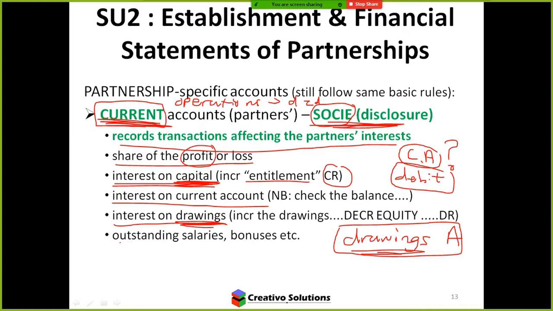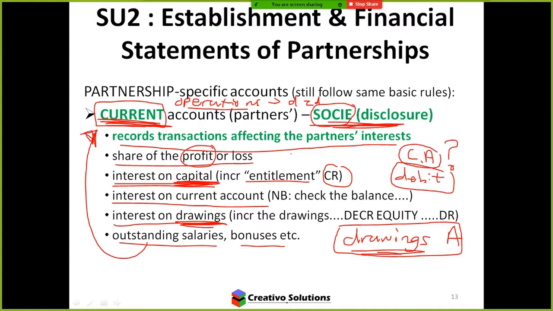Okay, anything else that relates to the partnership? Right, so if you're paying the partners a salary, if you're paying the partners a bonus, if you're paying the partners whatever it is, it's going to go through the current account. Because what do we say current account is going to deal with? Operations day to day.